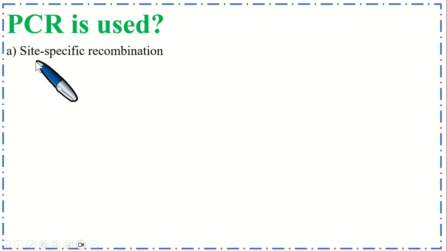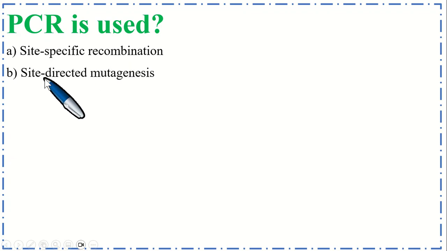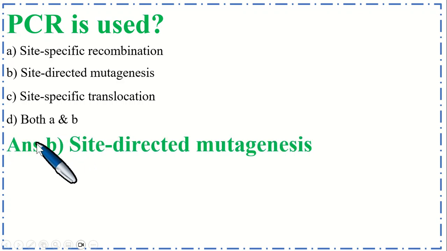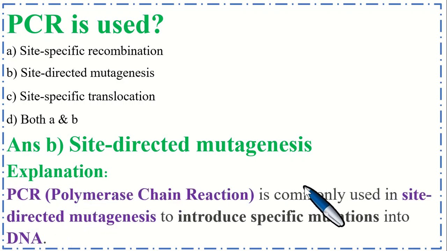PCR is used, option A, site specific recombination; B, site directed mutagenesis; option C, site specific translocation; and option D, both A and B. So the correct option is B, site directed mutagenesis. Explanation: PCR, polymerase chain reaction, is most commonly used in site-directed mutagenesis to introduce specific mutations into the DNA.